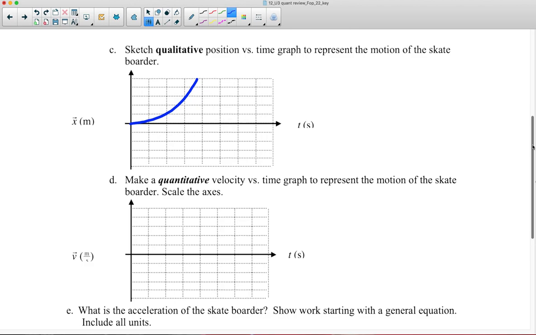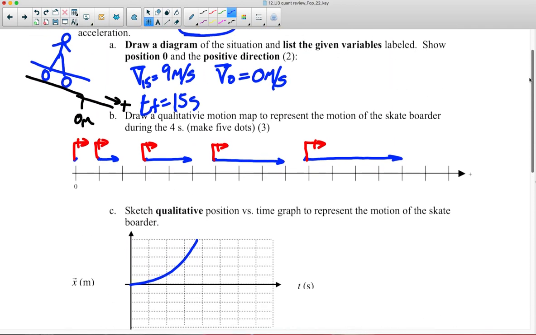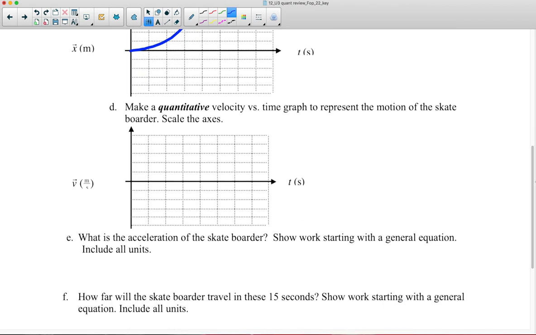For your velocity versus time graph, we need to make it quantitatively accurate. Now, our biggest velocity is 9 meters per second, and our biggest clock reading is 15. Let's take care of the clock readings first. We have 1, 2, 3, 4, 5, 6, 7, 8 hash marks on here. If we make this 2 seconds apiece, 2, 4, 6, 8, 10, that's going to make 15 seconds right in between these last two.